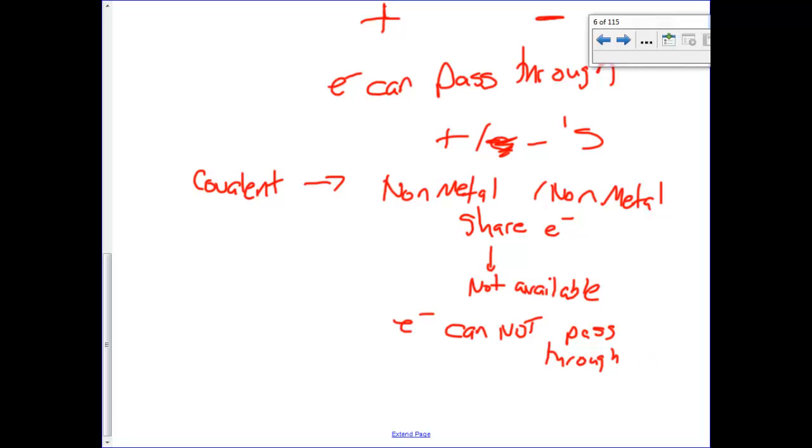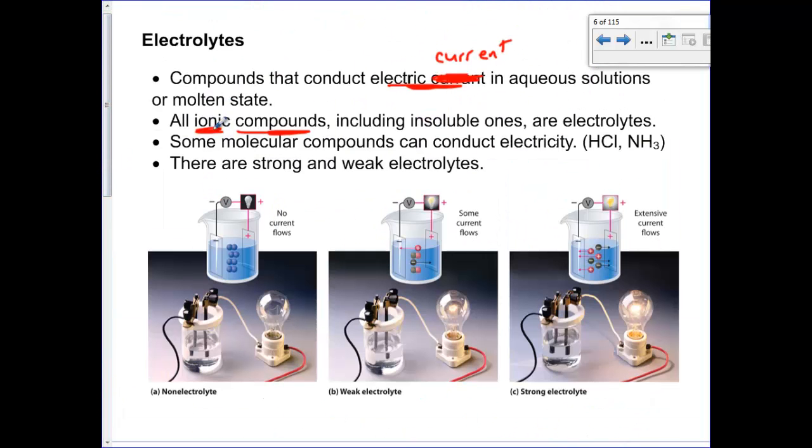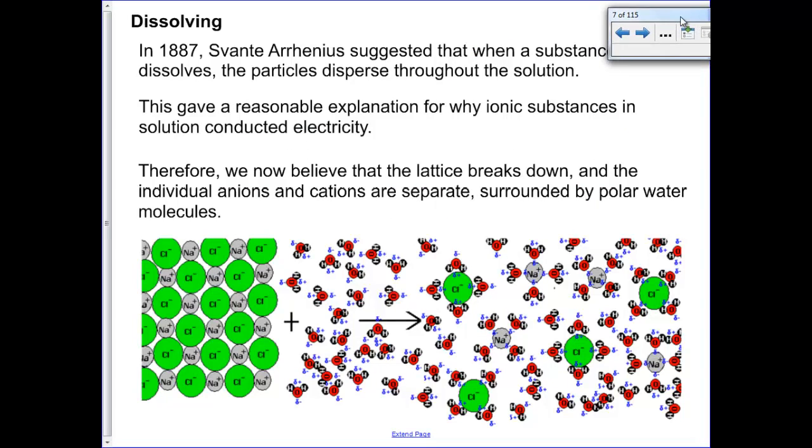So, long story short, back up to the top here. All ionic compounds are electrolytes. Okay. There are a few, very, very few known molecular compounds that can conduct, but very few. Typically, molecular compounds don't conduct electricity. What other compounds do? Here's a couple examples, HCl and NH3. Usually I have to give you the exceptions. Okay. So far so good?